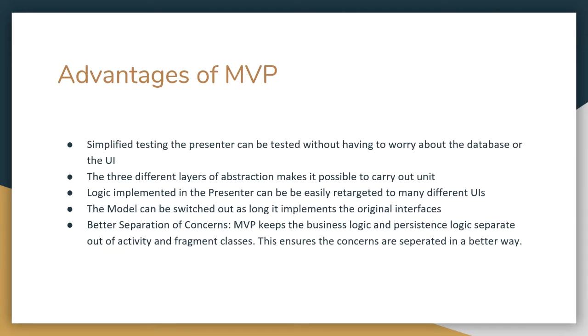There are some advantages of using the MVP pattern, and it is that it simplifies testing. The presenter can be tested without having to worry about the database or the UI. The three different layers of abstraction make it possible to carry out unit testing. Logic implemented in the presenter can be easily retargeted to many different UIs. The model can be switched out as long as it implements the original interfaces, and there's a better separation of concerns. MVP keeps the business logic and persistent logic separated out of activity and fragment classes. This ensures the concerns are separated in a better way.